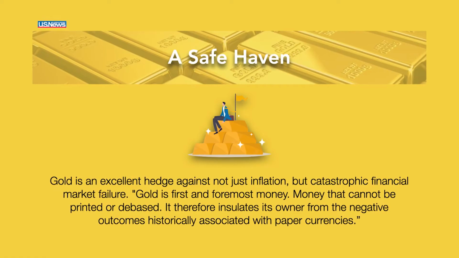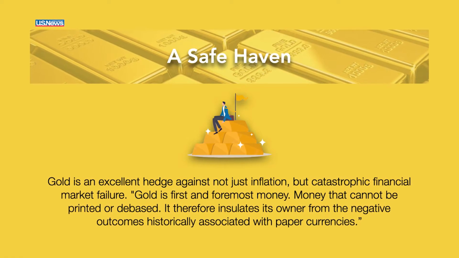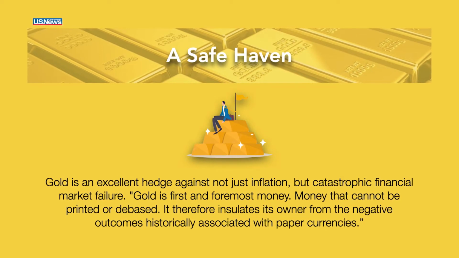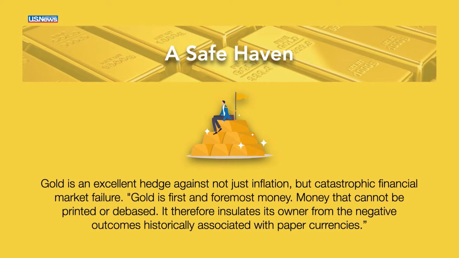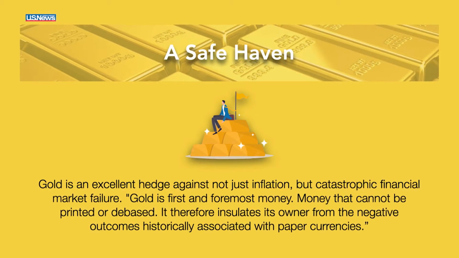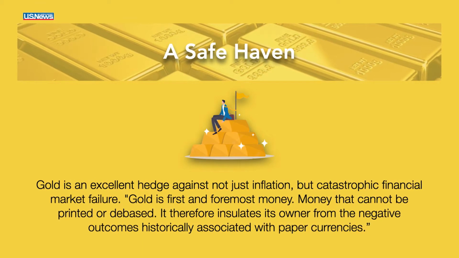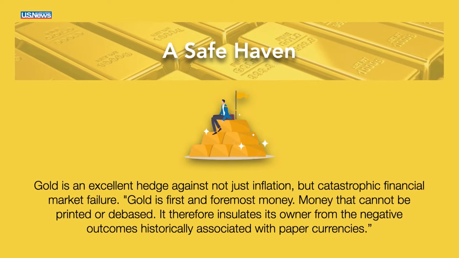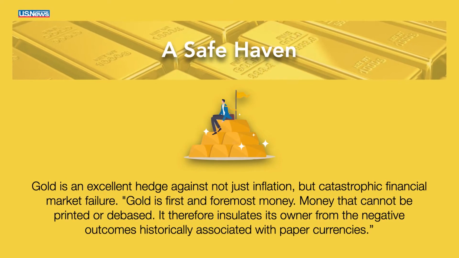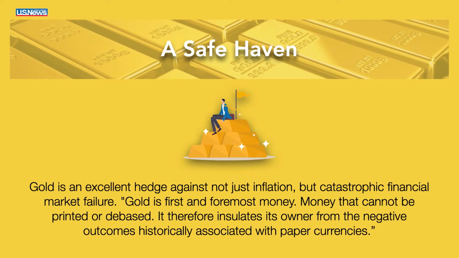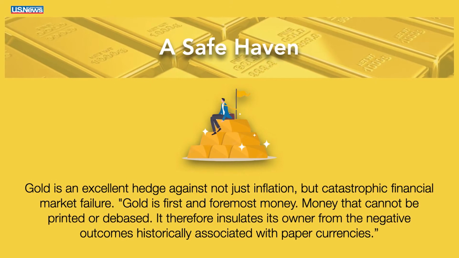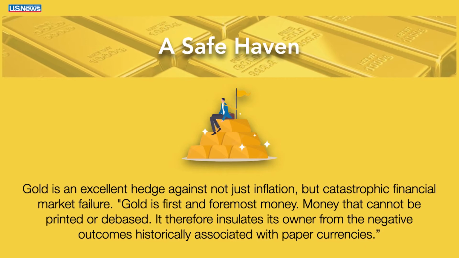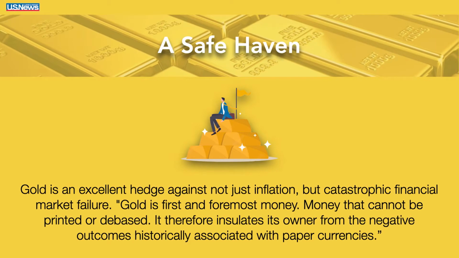If you're looking at a safe haven, let's look at what US News says about gold. Gold is an excellent hedge against not just inflation, which, by the way, today we have about 8.5% inflation. We're at over 40-year highs on inflation today. But also catastrophic financial market failure. Gold is first and foremost money that cannot be printed or debased, and therefore isolates its owners from a negative outcome historically associated with paper currencies. So that's what we're seeing.